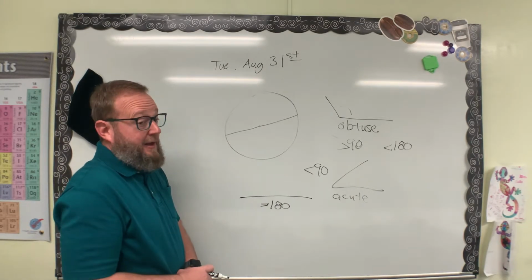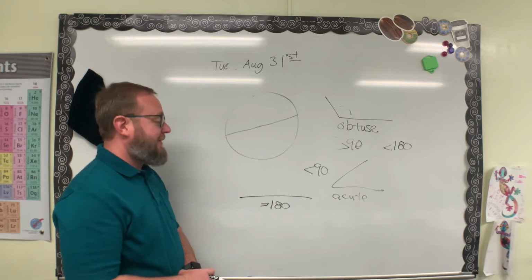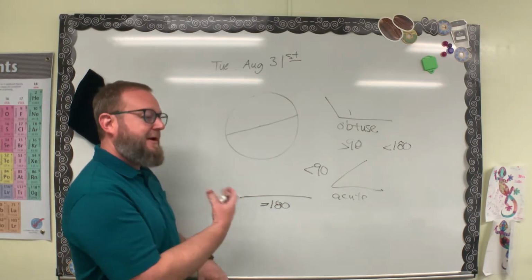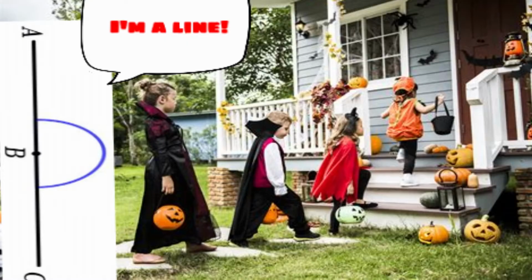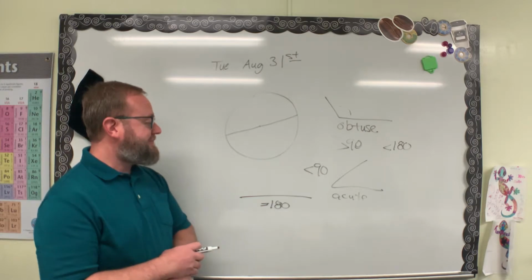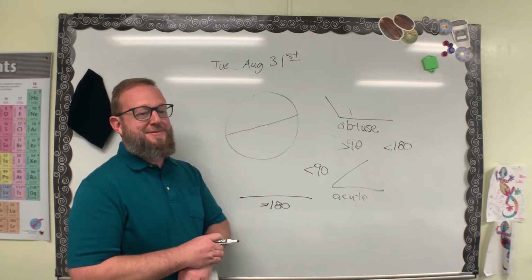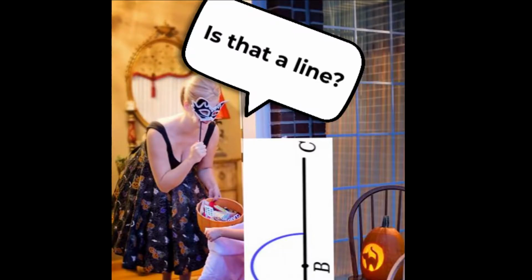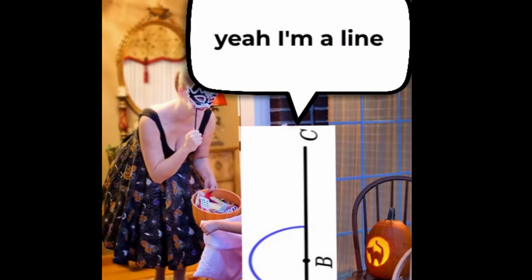It mostly looks like a line. I mean, it's sort of. I think it probably goes around on Halloween and pretends to be a line to get candy. But it doesn't really have to dress up much. Everyone's confused. Oh, is that a line? Yeah, I'm a line. I came as a line.